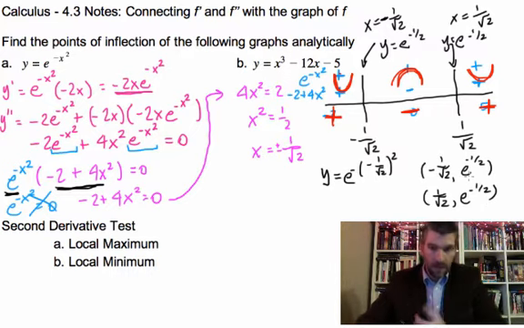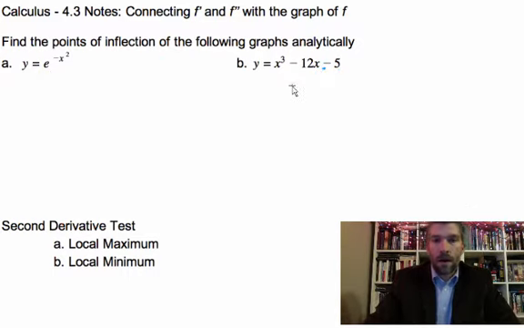Now, why don't you try x cubed minus 12x minus 5? It's a lot easier to work with. You don't get any really totally horrible numbers. You may get a decimal or a fraction or something like that. You try it out, pause the video, and I'll show you the answer when you start your video back up. All right, so first derivative, did you get it right?